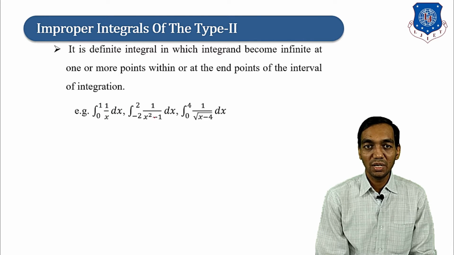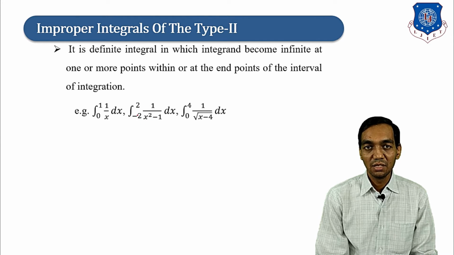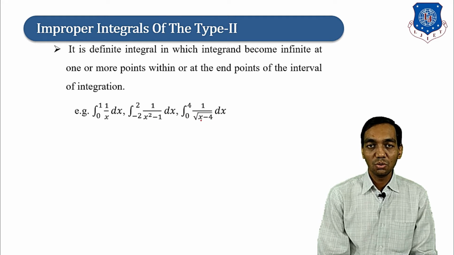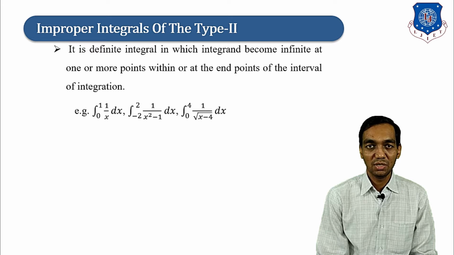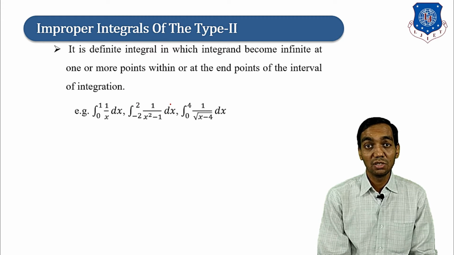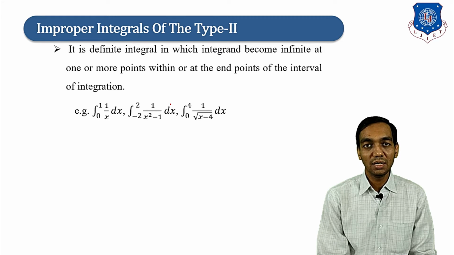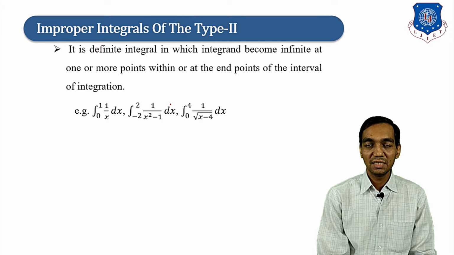In the same manner here, the function is not defined at plus or minus 1 and both points lie inside the interval. So here also you have type 2. In the same manner here, this function is not defined at 4. So this is the thing which we are going to discuss. Here limits are finite, but the function becomes infinite at either of the end points or any point in between the interval. So this is type 2.